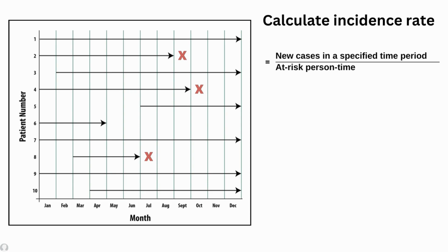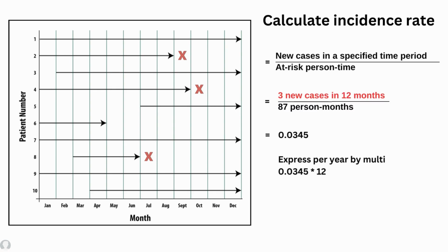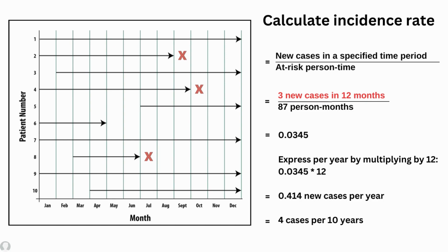Now we can plug in these numbers to the incidence rate formula. There were 3 new cases and 87 months of at-risk time, which we can call person months. This gives us 0.0345. This would be approximately 35 per 1,000 per 12-month time period. But it would be simpler to express it per year, so let's multiply our answer by 12 months since there are 12 months in a year. Now we get 0.414 new cases per year. Let's turn this into a whole number by multiplying by 10 and rounding to 4, giving us a final answer of 4 cases per 10 years.